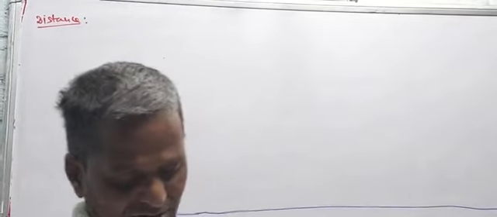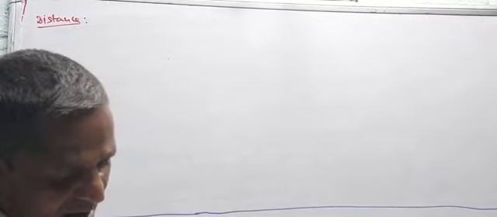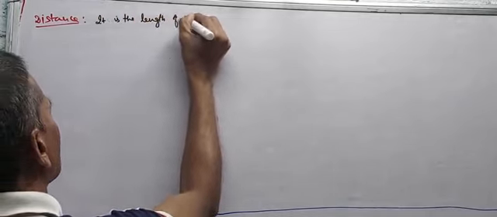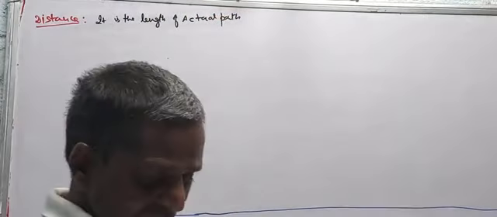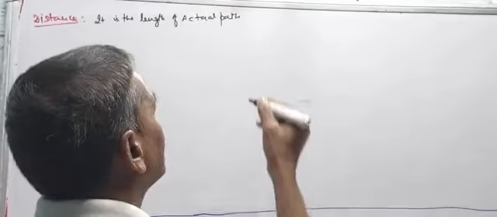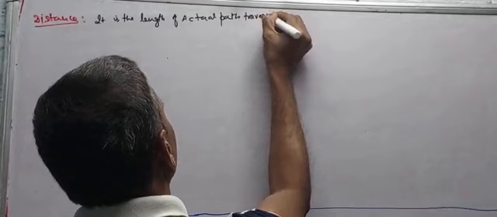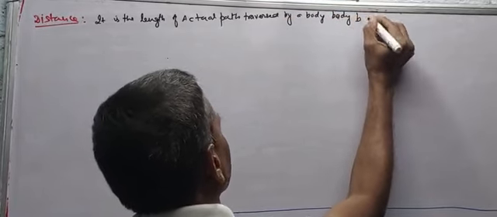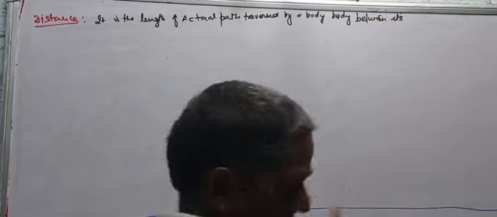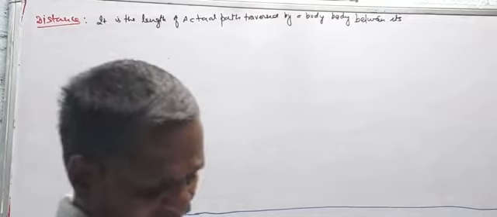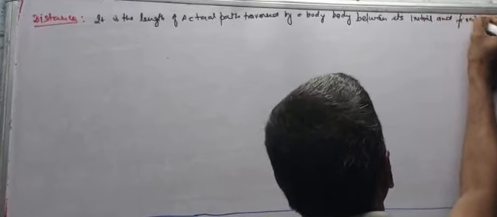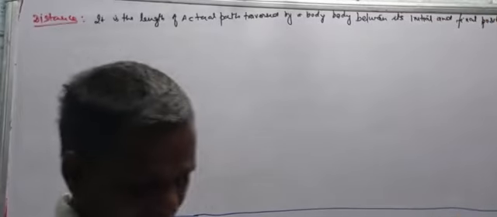Distance is the length of the actual path traversed by a body between its initial and final position.